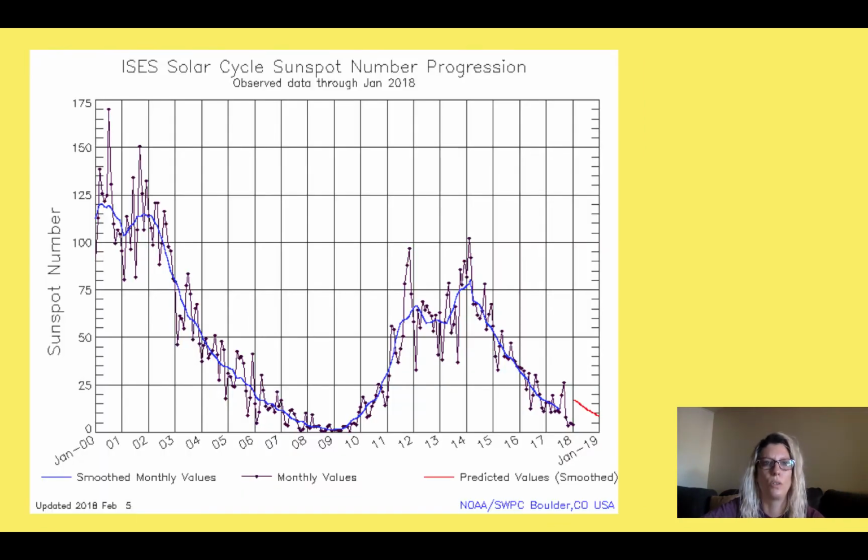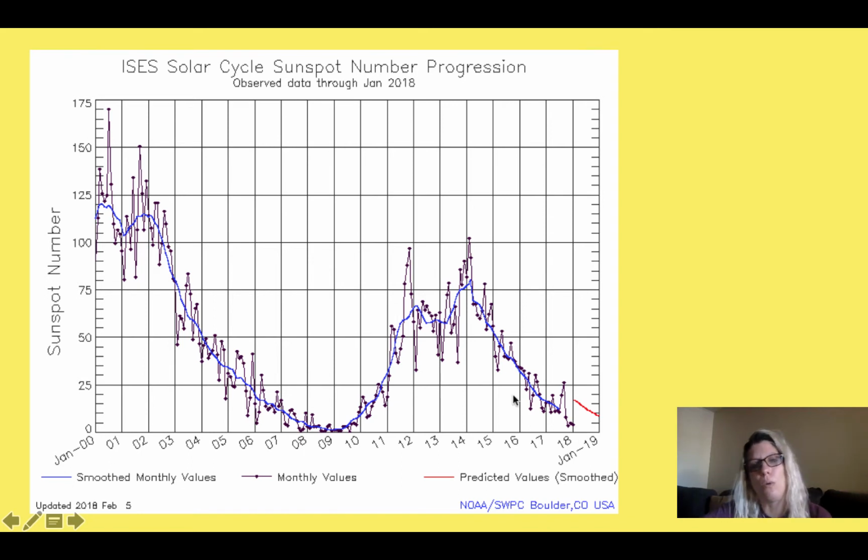This is going to be our solar cycle sunspot number progression. This is through January of 2018. These are going to be predicted values, where these are going to be our smooth monthly values. So you can see as of January of 2000 how we were at a peak up here, and then we came down here with a pretty good minimum in 09. In 13, 14, 15, we were another high again. Right now we're at a low.